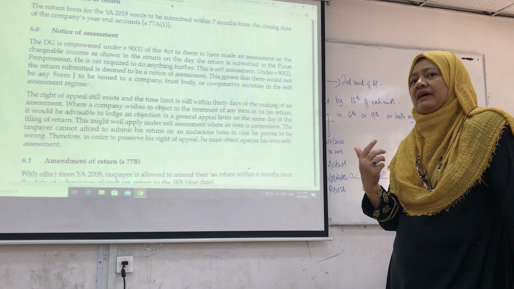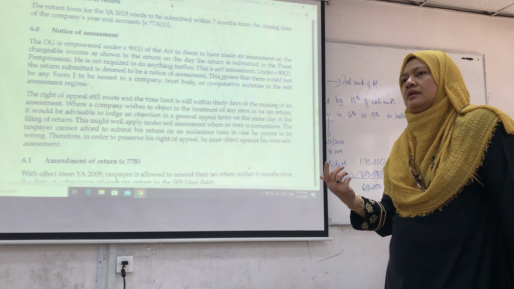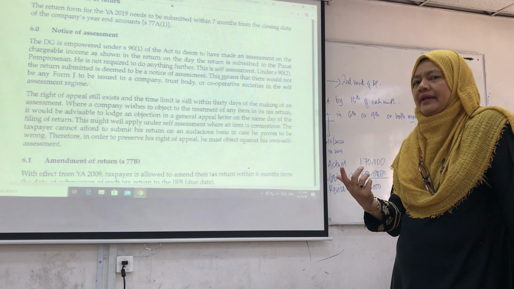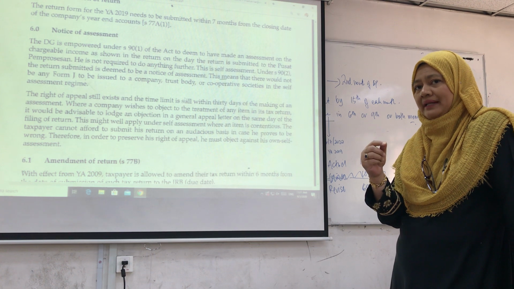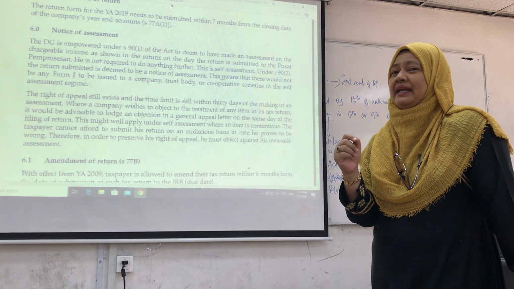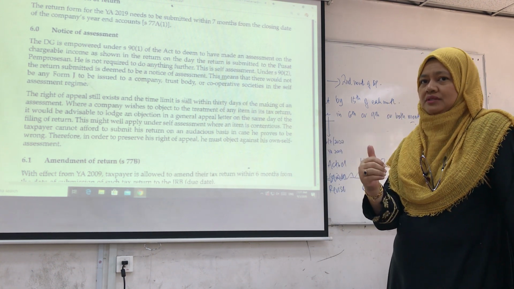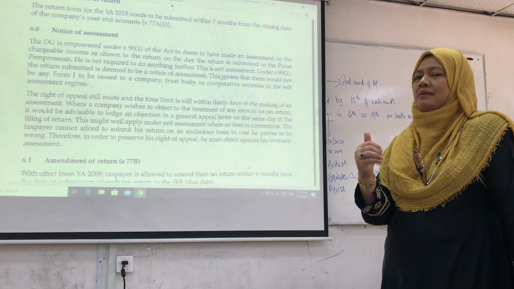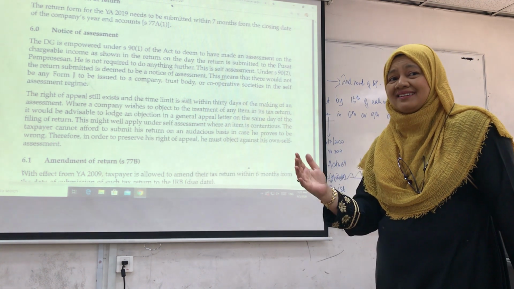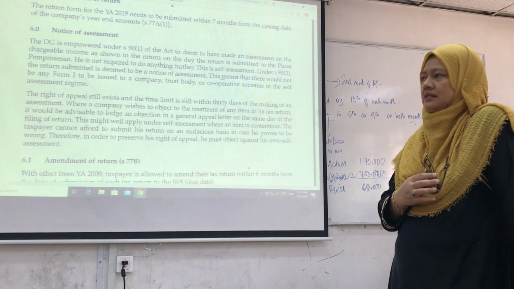But now under the self-assessment system, it's deemed that 31st July, which is the 7th month, will be the date of submission. So you are given 1 month from 31st July to settle your tax liability, isn't it?